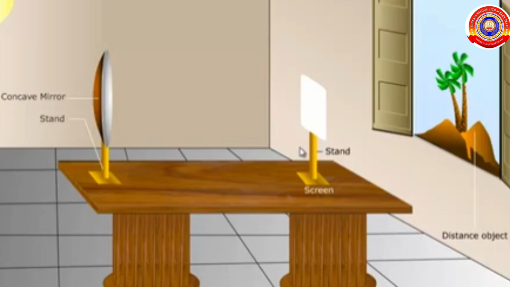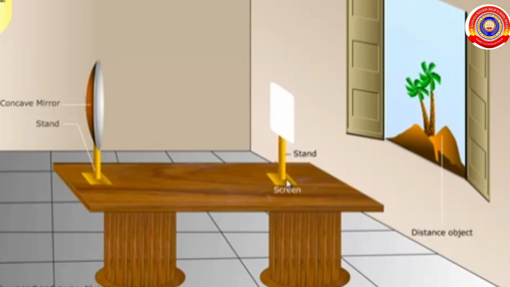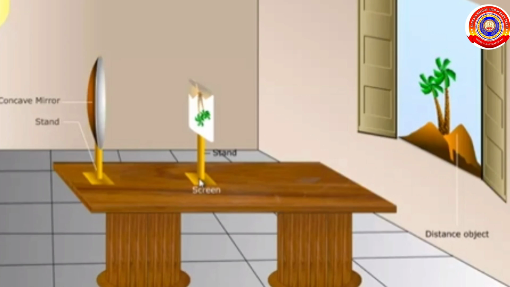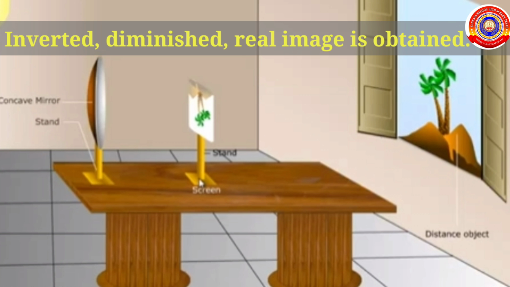Hold a concave mirror in front of a distant object and direct the reflected light towards a wall or a white screen. Move the mirror forward or backward till the image becomes clear. You can see an inverted diminished image, and the image is obtained on the screen.